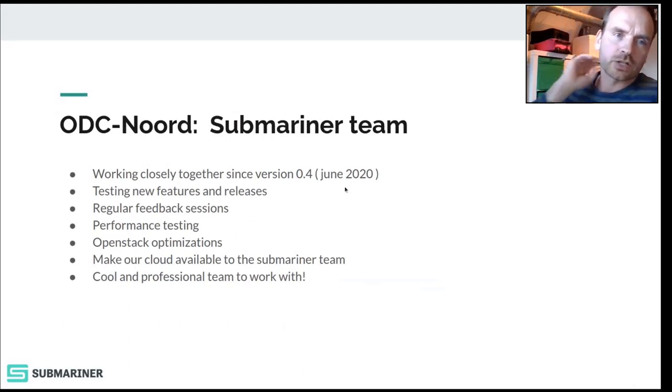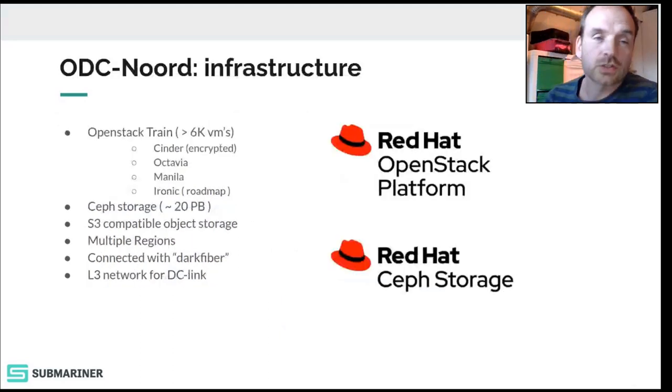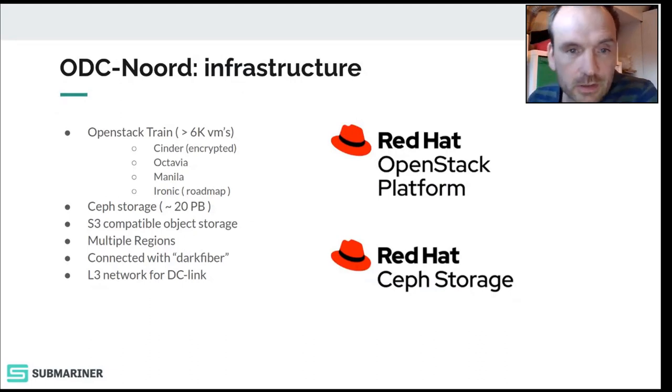Okay, something about our infrastructure. Yes, we are Red Hat customers, so we're using OpenStack. At the moment, we are at Train. We're running more than 6,000 VMs. We install OpenShift on top of OpenStack, so we are also using the OpenStack APIs for standard block storage. We also have an encrypted variant. We use Octavia for service type load balancing and Manila for read-write-many storage. As a roadmap item, we're probably going to look at the Ironic bare metal integrations next year. We use Ceph as a storage layer, approximately 20 petabytes, and we have S3-compatible object storage.